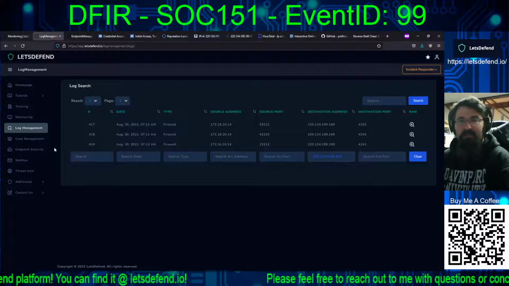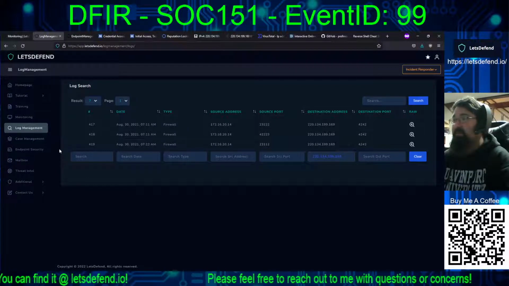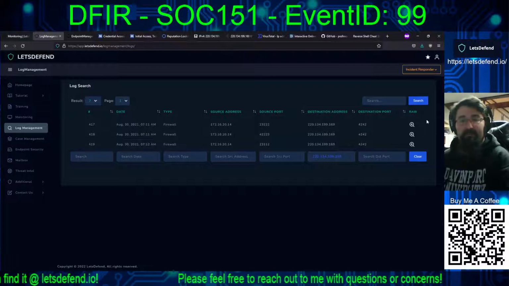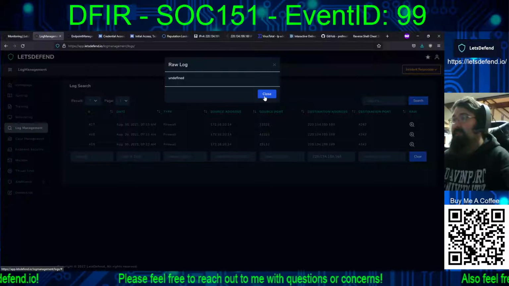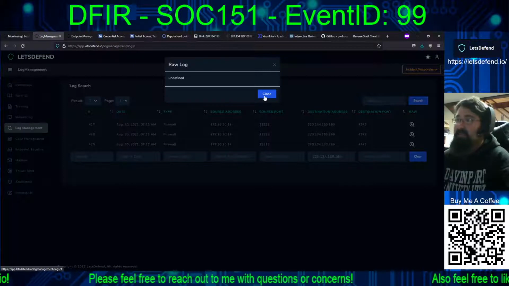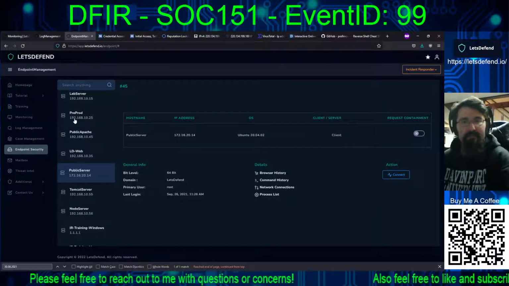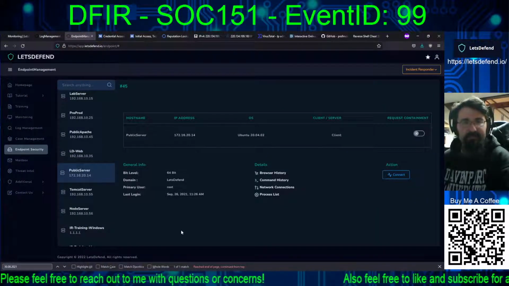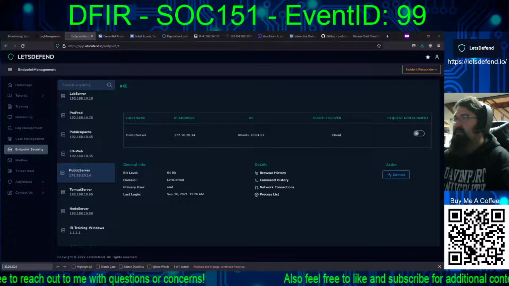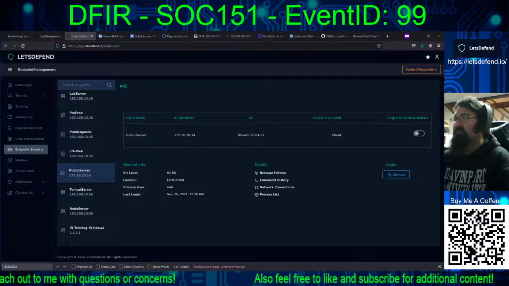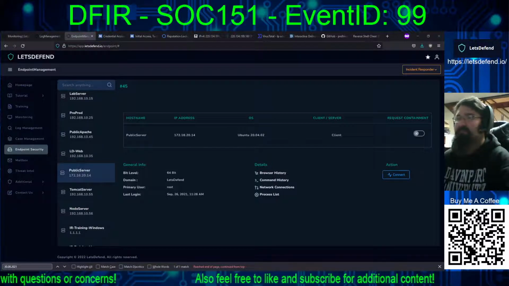Dumping through log management, we see exactly what they're seeing, so this is running through the corporate firewall. And unfortunately, raw log is undefined, so it's not going to be as easy as peeking in to see what's going on. Endpoint. It was PublicServer, right? I'd be kind of honked off if I'm barking up the wrong tree. Yeah, that's it. The IP address matches. Okay.